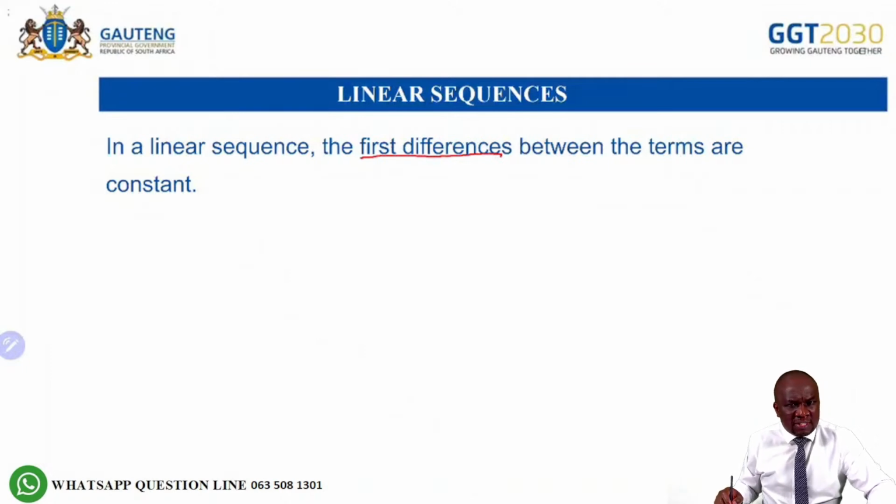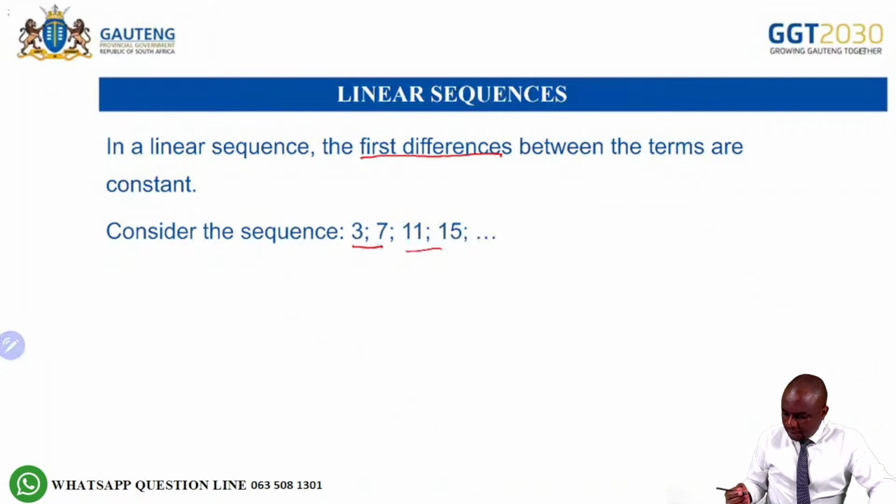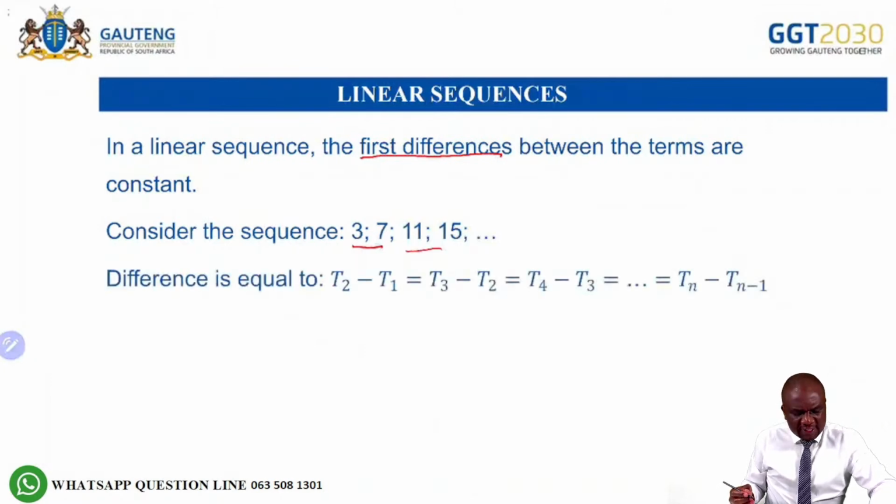What do we mean by constant? When something is constant, what does it mean? Constant means not changing. It's a term that we use a lot in mathematics, even in other subjects like physical sciences. Constant. What does it mean? It means not changing. So now, let's consider this sequence: 3, 7, 11, 15. Now, if we check the differences here, please take note. I want you to write this. I'll give you time to write your notes.